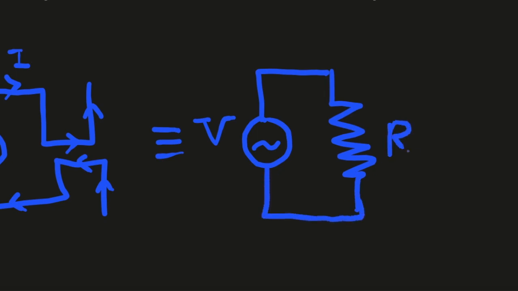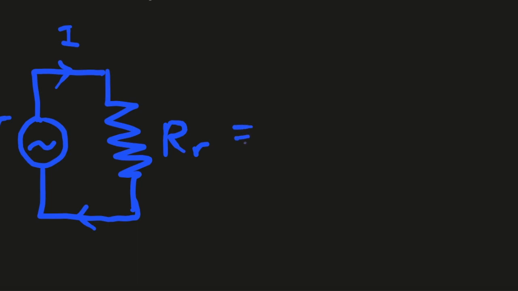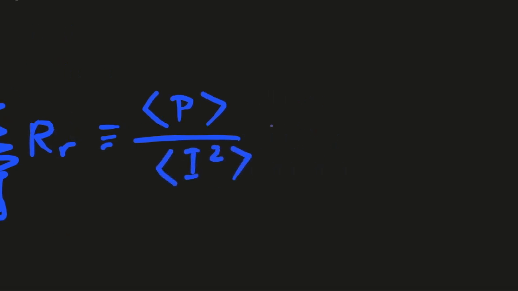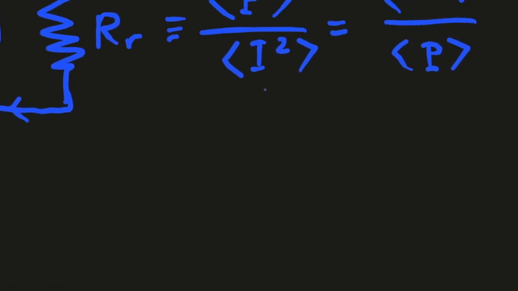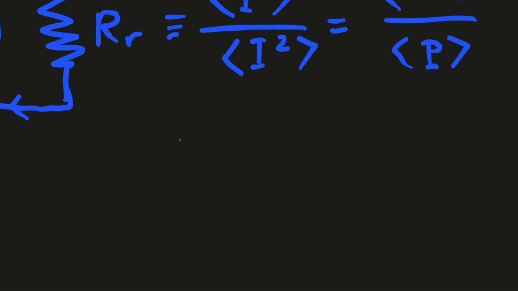So we just model that as a resistor with a resistance we call the radiation resistance, and we get this by saying it's the ratio of the radiated power divided by the square of the current running through the system, or equivalently it's this. These are just Ohm's law stuff. So I is the current at the antenna contact, and P is the total radiated power.